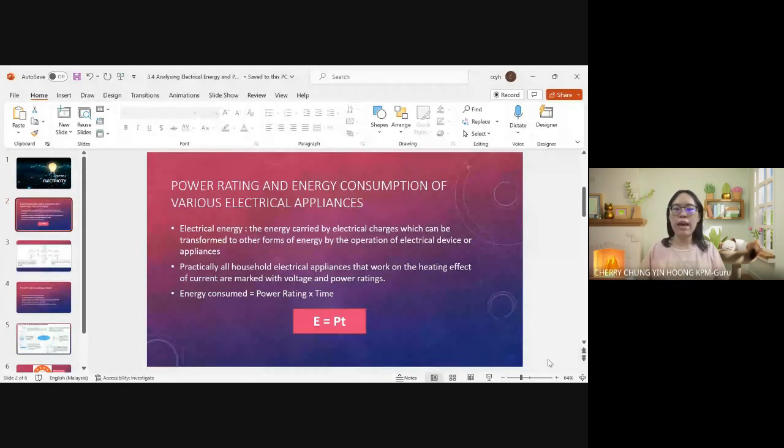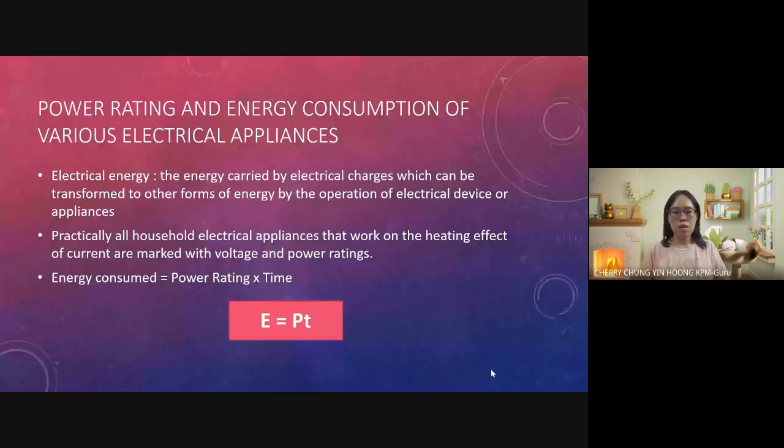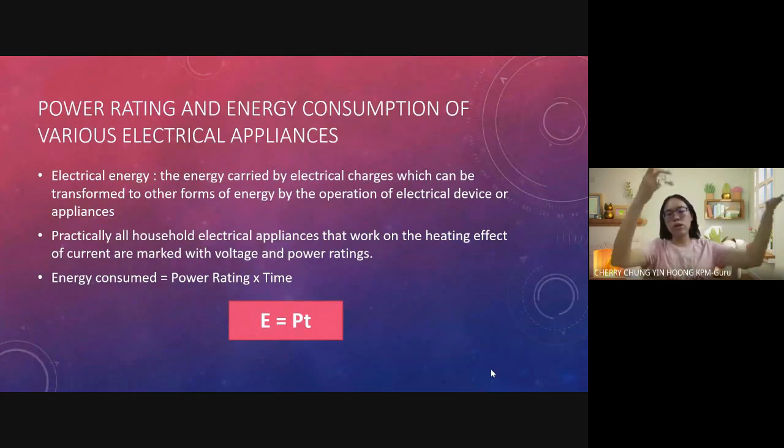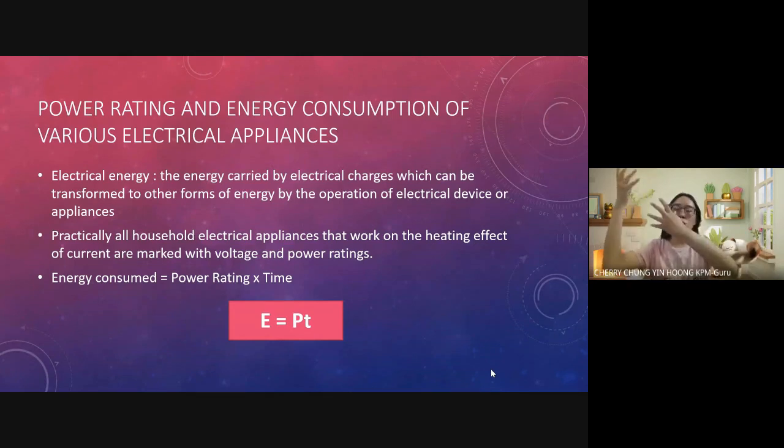Okay, for electrical energy and power, what is actually electrical energy? It is the energy carried by electrical charges which can transform to another form of energy by operation of electrical devices or appliances. For example, your bulb uses electrical energy converted into light and heat energy. Then for example, your fan uses electrical energy converted into kinetic energy.